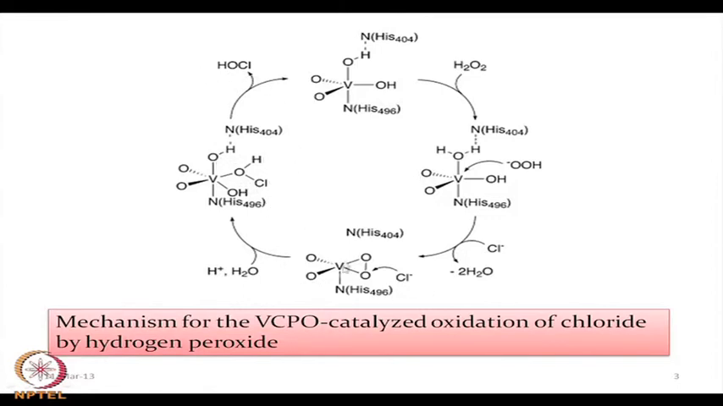That means, when hydrogen peroxide was there, the Cl minus is there, so HOCl is forming, and this HOCl is not getting any organic substrate to react with to give the corresponding chlorinated organic product. Instead, this hypochlorous acid is leaving the reaction system as HOCl, and the native catalyst is getting regenerated.